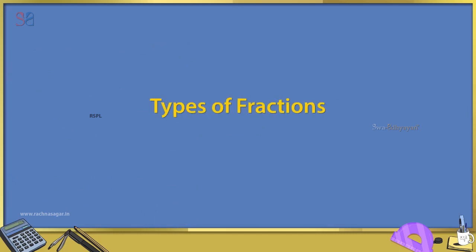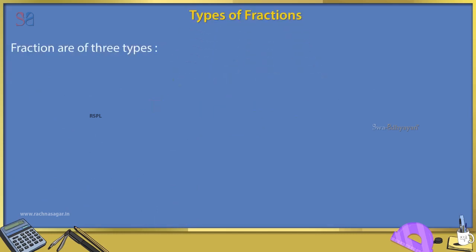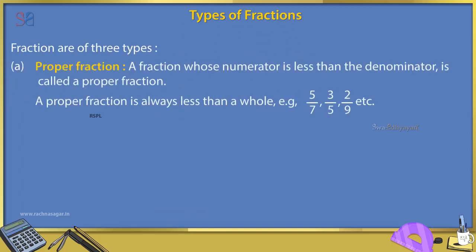Types of fractions. Fractions are of 3 types. A. Proper fraction. A fraction whose numerator is less than the denominator is called a proper fraction. A proper fraction is always less than a whole. Example. 5 by 7, 3 by 5, 2 by 9, etc.